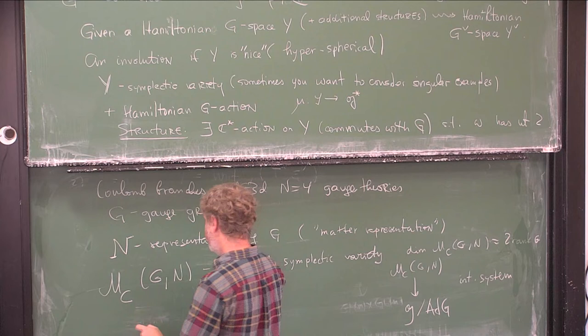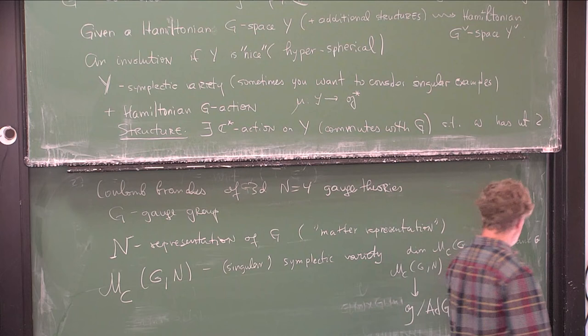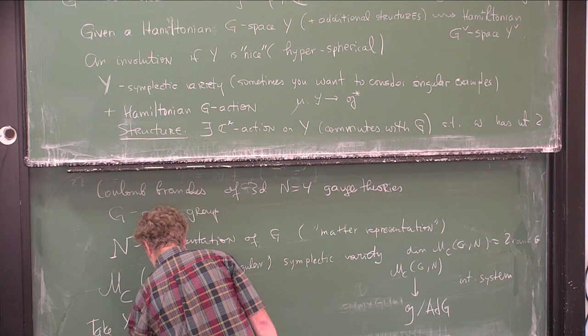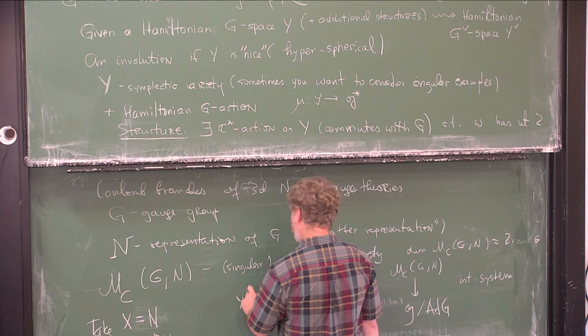Well, it's a linear representation, in particular a smooth affine variety with an action of G. So you can take X equal to N, and then you have the corresponding S_2, Y equal to T star N, which is just N plus N star. And then you have the corresponding Y check. And then how is it related to the Coulomb branch?